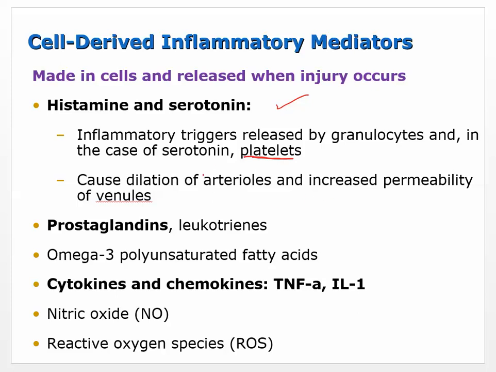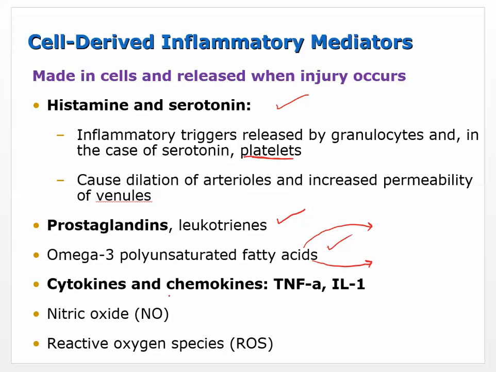But the important thing right now is to remember that these are produced by cells at the time of injury. Prostaglandins are inflammatory molecules associated with pain, inflammation, and ultimately can also lead to fever. Omega-3 unsaturated fats I'm not going to say too much about, except that they can form different degrees of inflammation. A lot of times we talk about fish oil reducing inflammation. Well, it just makes a different subset of prostaglandins.